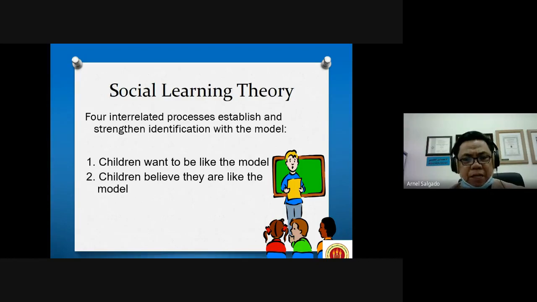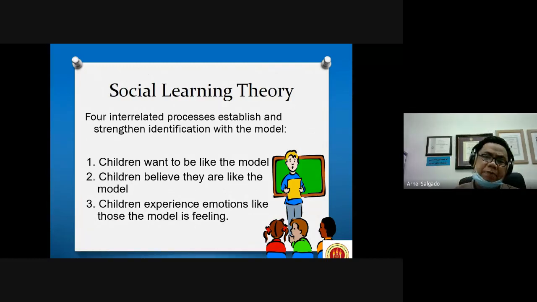Number two, children will believe that they are like the model. Since they associate themselves with the model, in this case the teacher, then they believe that they are similar to the model because they found similarities, no? Their personalities jive, meaning to say similar, they click together. That's actually the main point here, no?